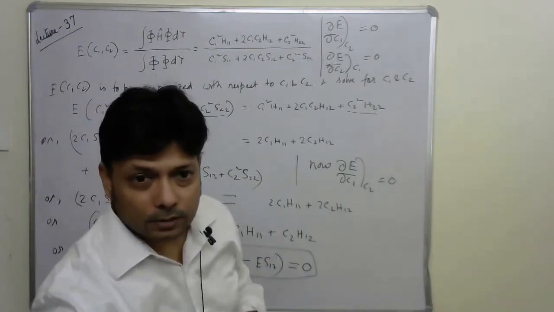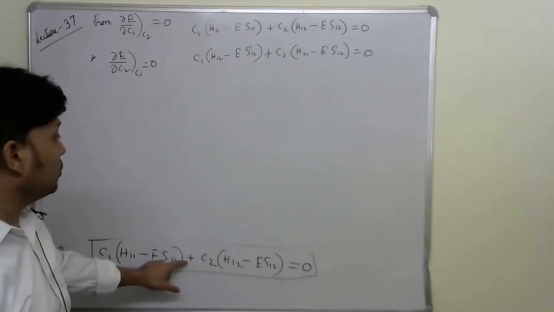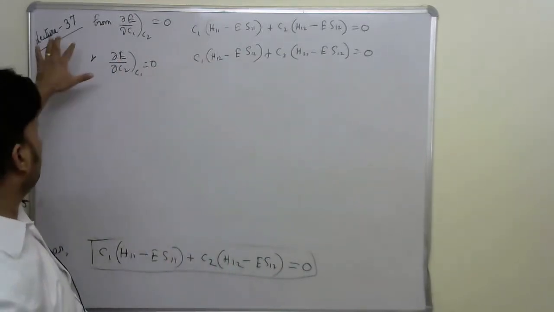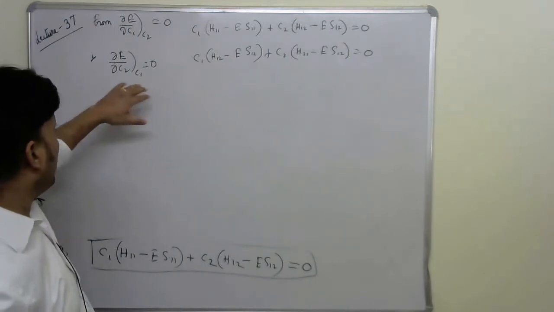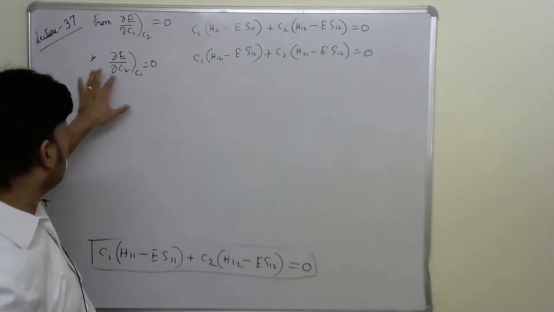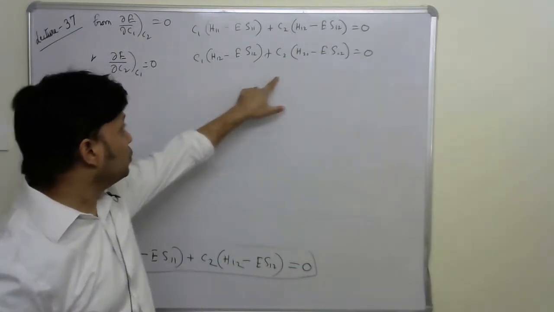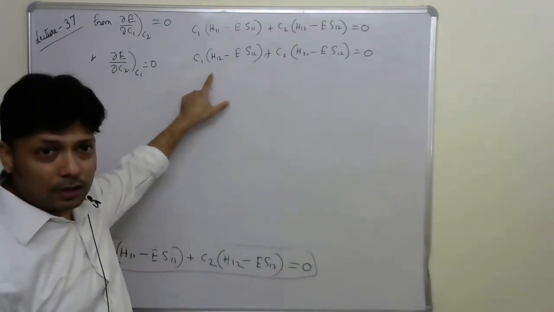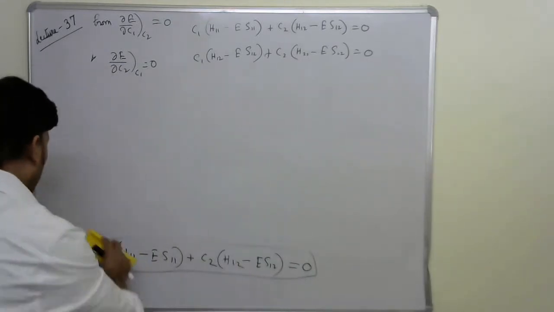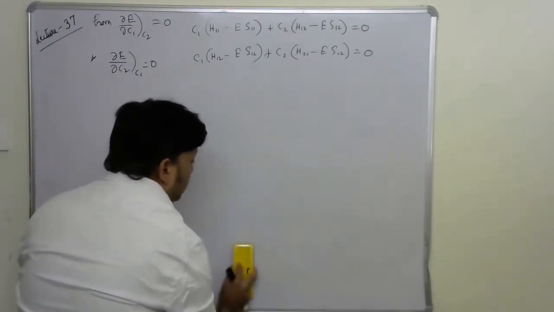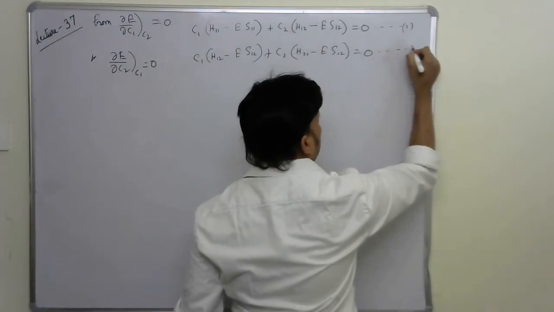It will make sense. Now as you can see, I have just rewritten this equation at the bottom over here, which was obtained from del E del C1 equal to 0 by setting this condition. And if we apply the next condition, that is del E del C2 equal to 0 with C1 constant, we should expect to get this expression: C1 times H12 minus E S12, plus C2 multiplied by H22 minus E S22, that should be equal to 0. Now these are the two simultaneous equations, and we can call them equation 1 and equation 2.